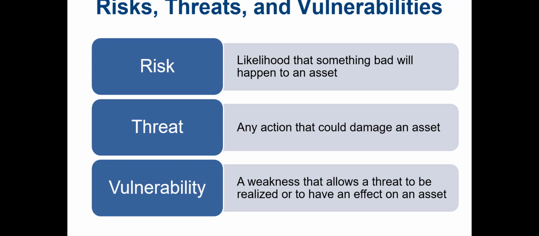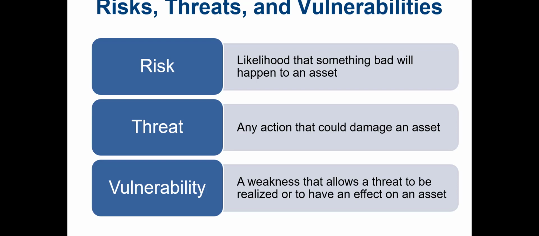First, there's risk. Risk is the likelihood that something bad is going to happen to an asset. It is the level of exposure to some event that has an effect on an asset. In the context of IT security, an asset can be a computer, a database, or a piece of information. Examples of risk include losing data, losing business because a disaster has destroyed your building, or failing to comply with laws and regulations. A threat is any action that could damage an asset.